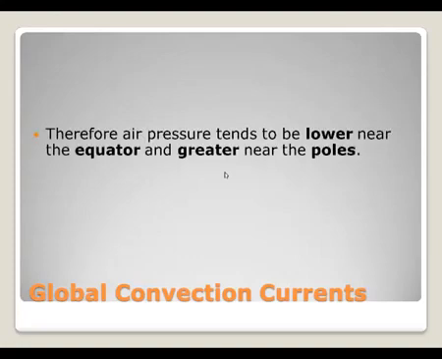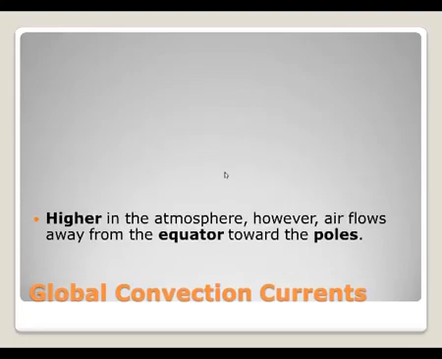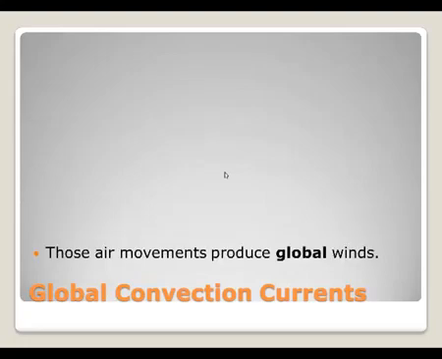So air pressure tends to be lower near the equator and greater near the poles, because where air is sinking, there's going to be a greater pressure on top of you. Where air is rising, there's going to be less pressure. The differences in pressure cause winds at Earth's surface. And those winds blow from the poles towards the equator. Higher in the atmosphere, air flows away from the equator towards the poles. So it creates a big cycle. Those air movements help to produce our global winds.